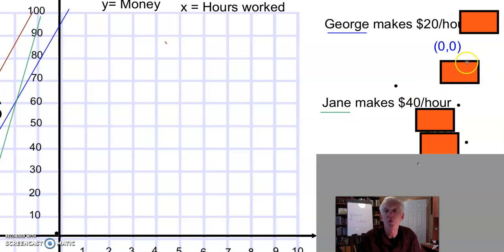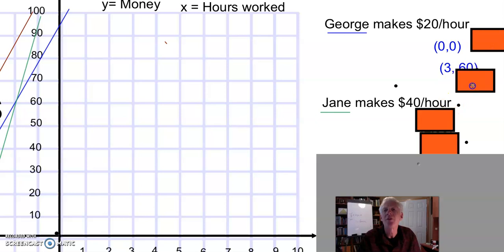What if George works for, I don't know, 3 hours? Well, if he makes $20 an hour, 20 times 3, that would be $60. So we could put a point at 3 and 60. And these 2 points right here make a line, and so that way we can figure out how much money George makes for however many hours he works. We don't need to figure it out each time.